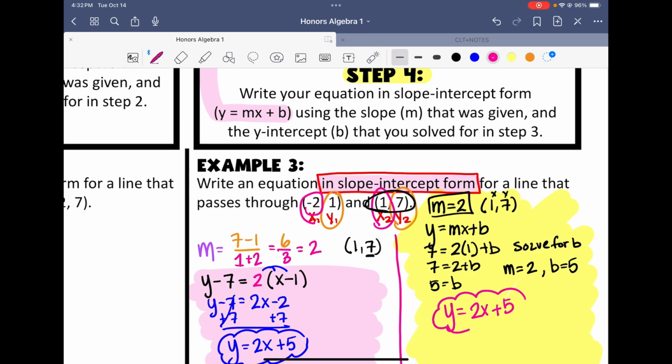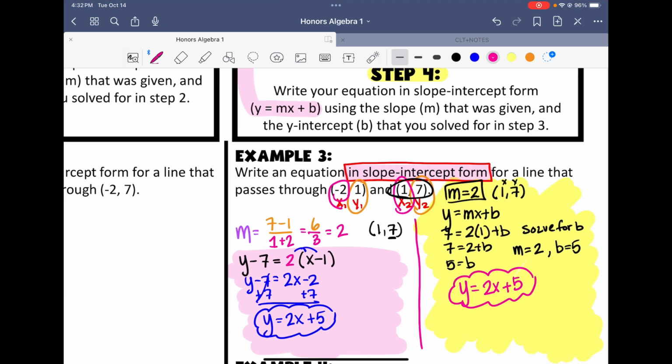So you can do it either way. I don't know if one way is easier than the other, but I happen to prefer probably the pink path. But if you prefer the yellow path, you could do it that way as well.